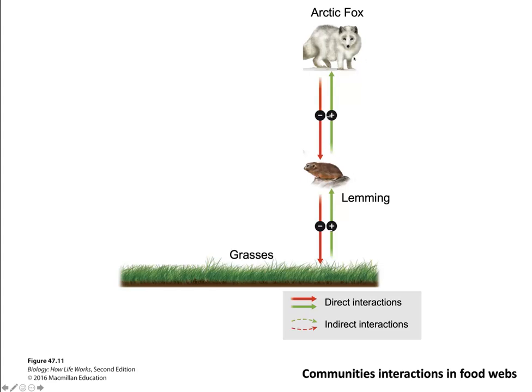And the lemmings in turn are eaten by Arctic foxes. So they have a positive effect on the Arctic fox population, and the Arctic fox population in turn has a negative effect on the lemming population because they're eating them. So this is a very simplified, extremely simplified food chain.